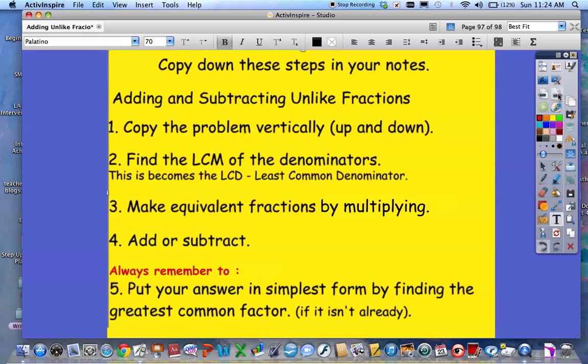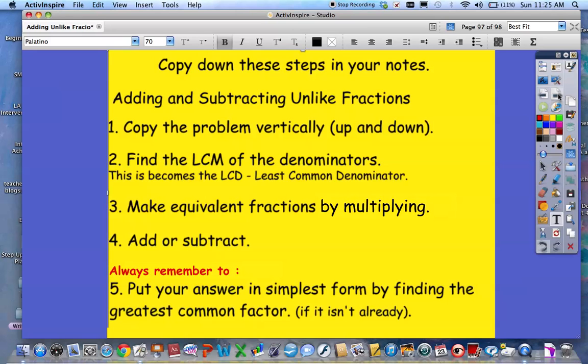Adding and subtracting unlike fractions. 1. Copy the problem vertically. It's probably going to be written horizontally across the page. You're going to need to copy it vertically so that it's easier to work with. Find the least common multiple of the denominators. Remember, you have to change those denominators so that they are the same. And you can do that by finding the least common multiple. We're multiplying the number of pieces that there are in the whole to come up with one that's the same for both of the fractions. This will then become your LCD, or your least common denominator, because that's the whole point, trying to get those denominators to be the same.